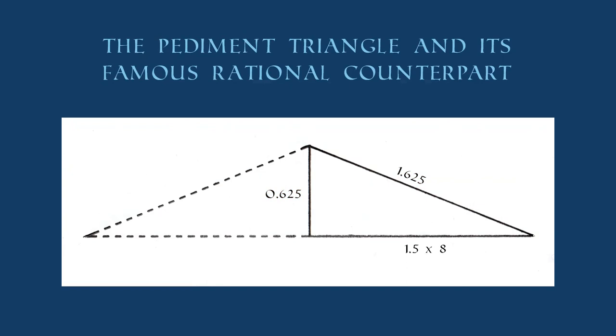If we take 1.5 and we multiply it by 8, we get 12. Now, if we look at 1.625, and that's multiplied by 8, you get 13, and 0.625 multiplied by 8 gives you 5. So you have this very significant rational triangle, 5, 12, 13. It's the second one of what are known as the Pythagorean triple triangles. That's where a right-angled triangle has all three edges made of rational numbers. And this is essentially the rational counterpart of this Golden Pediment triangle that I was just talking about a little earlier.